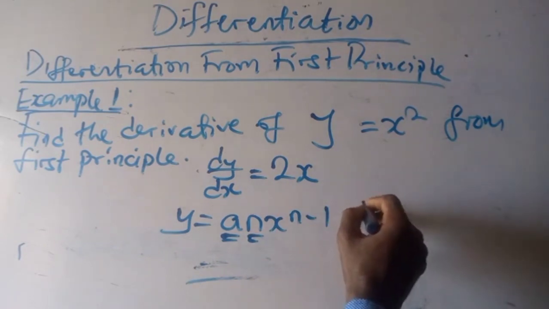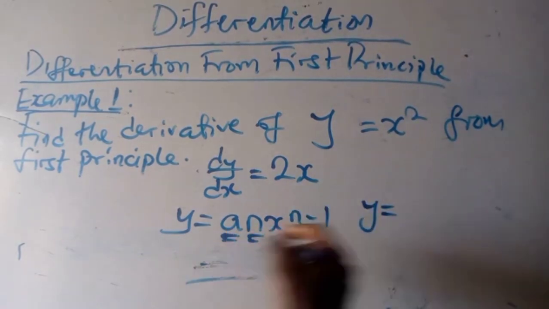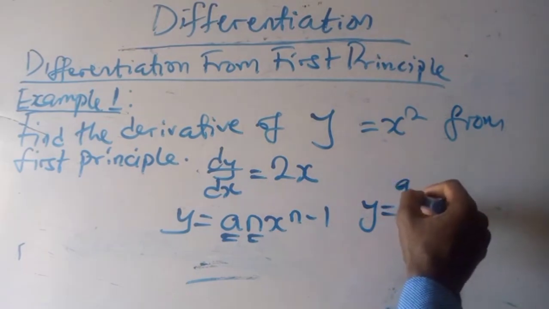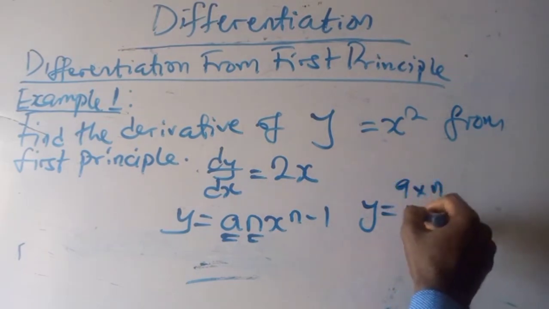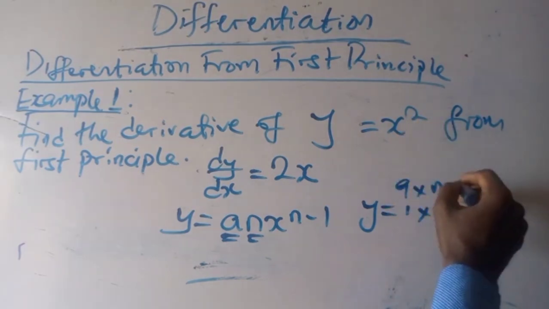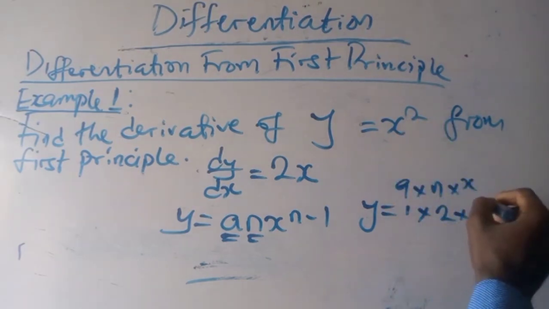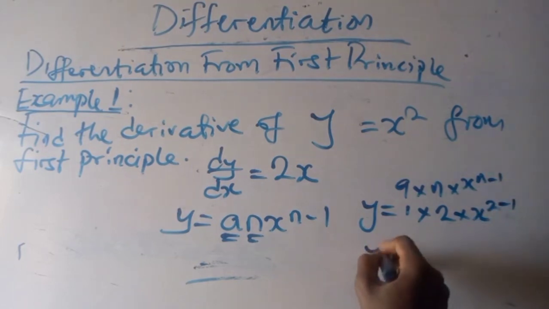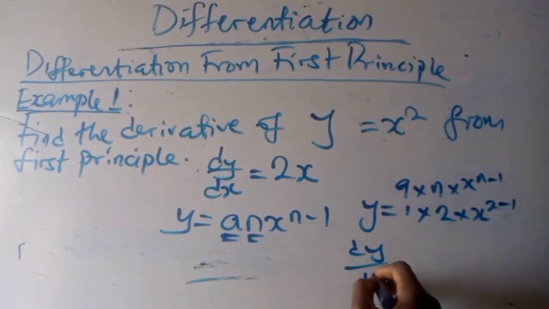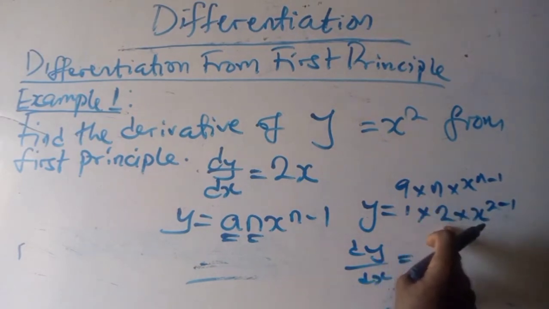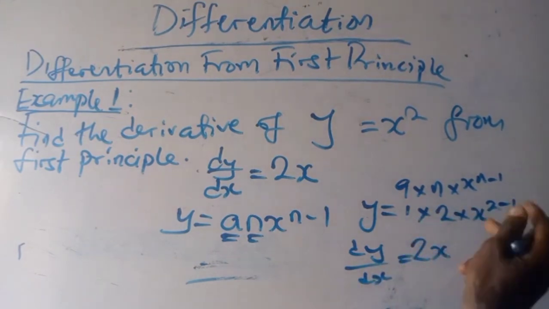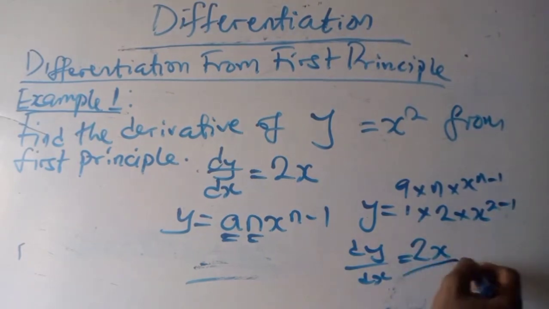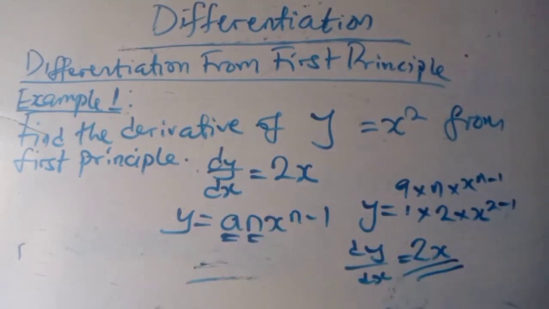Like here now, our a is going to be 1, as in our coefficient is 1, multiplied by n. What is our n? 2, multiplied by our x raised to power n minus 1. So dy/dx is equal to 1 multiplied by 2, 2 times x raised to power 2 minus 1, and 2 minus 1 is 1. So we get our 2x. The dy/dx of x squared will give us 2x.